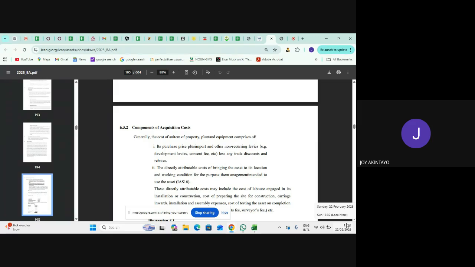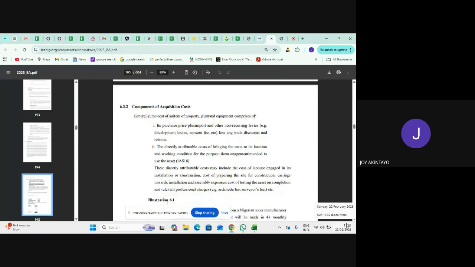Are we together? Then we also look at the directly attributable cost of bringing the asset to its location and condition. We look at the cost we incur in bringing the asset to its location and working condition for the purpose the management intended to use the asset. So we look at other costs that surround the purchasing, the acquisition of the asset.